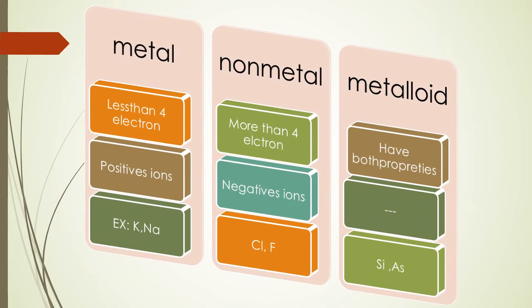Let's summarize. Metal, non-metal, and metalloid. Metal has less than 4 electrons and changes into a positive ion, like potassium, sodium, and lithium. Non-metal has more than 4 electrons and changes into a negative ion, like chlorine and fluorine. Metalloid has properties of both metal and non-metal, for example silicon.